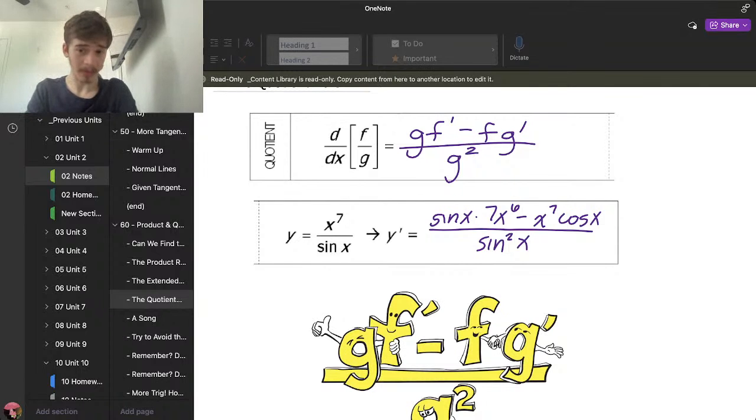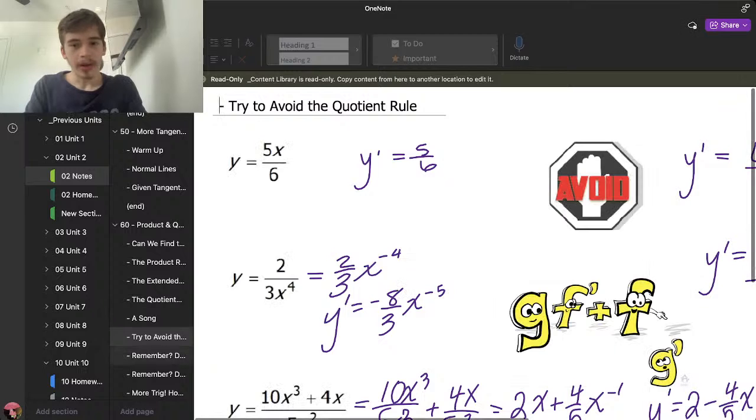So here's an example. Take the derivative of the top, 7x to the 6th, times whatever the bottom is, sine of x, minus, keep the top the same, x to the 7th, times the derivative of the bottom, which is cosine of x, and then all over the bottom squared, which is sine squared of x. Or 1 minus cosine squared of x if you want to review your Pythagorean identity.